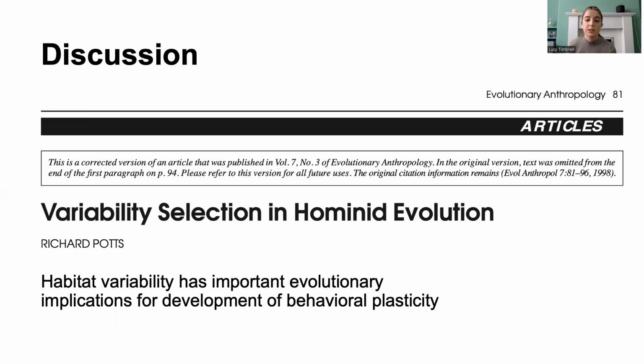Variability selection, as originally coined by Rick Potts, who we also had give a webinar for us last year. His theories described the evolution of plasticity in the face of climate variability. And this is one of the major hypotheses regarding the emergence of Homo sapiens, which was born from observations that Middle Stone Age innovations are first seen in Eastern Africa during periods of dramatic environmental change.